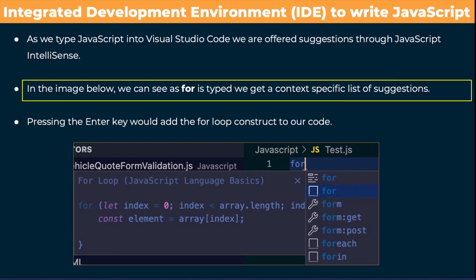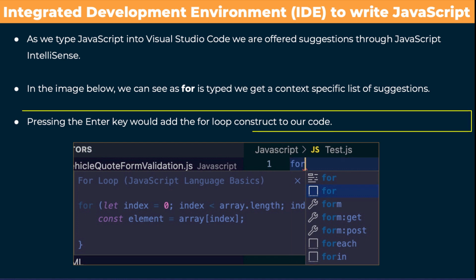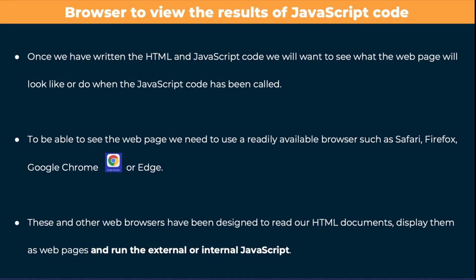So in the image below, we can see that as we type the word for, we get a context of suggestions. So we get suggestions like form or for or form : get. And if we want the for, we just move down to it and we press the enter key, and that will add a for loop construct. And that's what we mean by the IntelliSense or the help, and we will use that throughout the course.